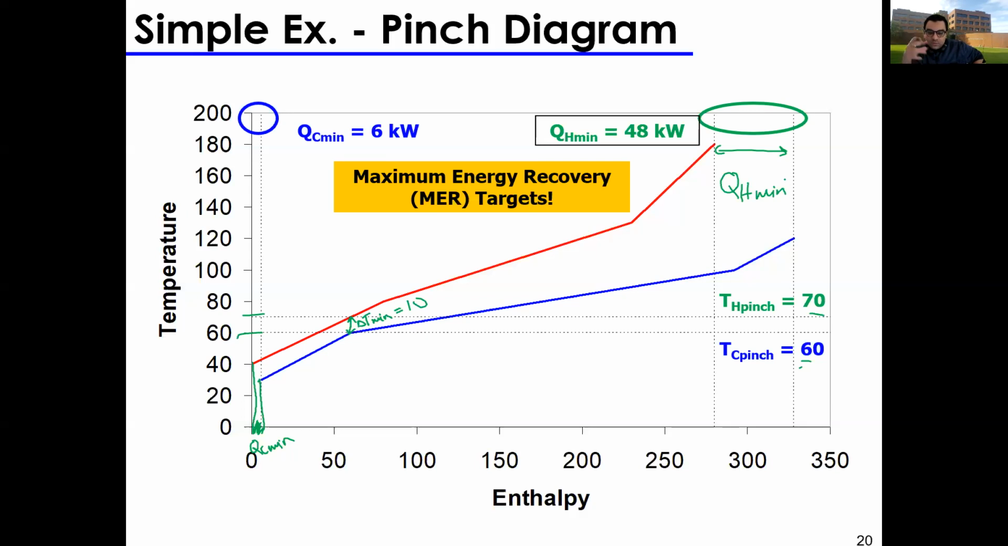So this design is the optimal design. It does not violate any thermodynamics because I still have my delta T minimum driving force. I'm using up as much heat as possible from both the hot and the cold streams. And then I determine my minimum cold utility and minimum heating utility. Okay.